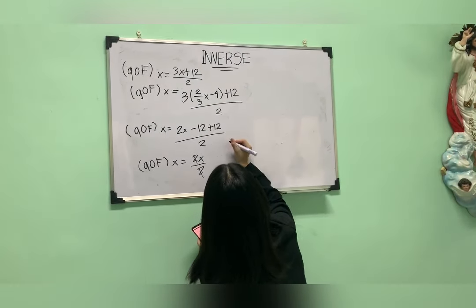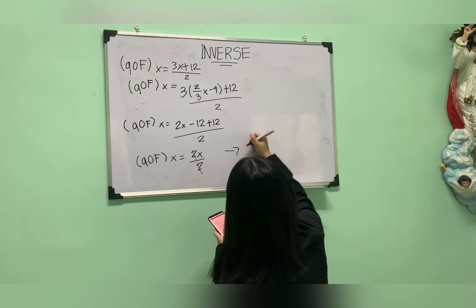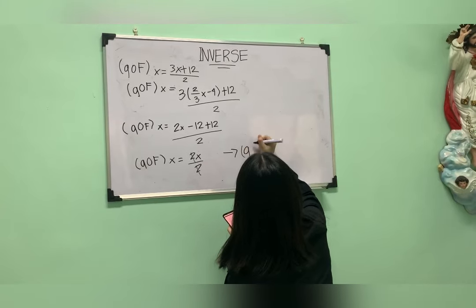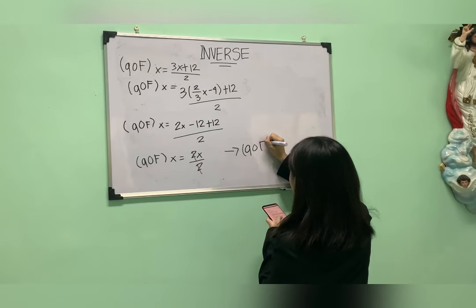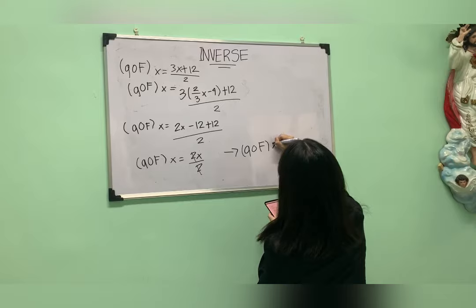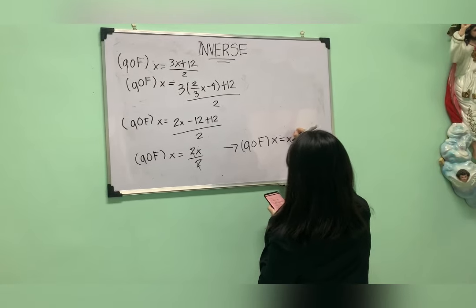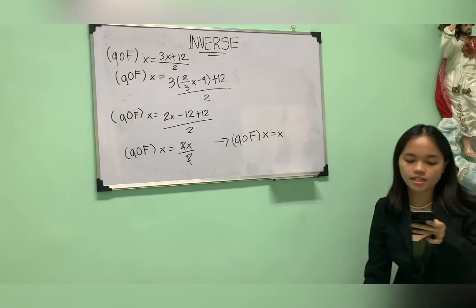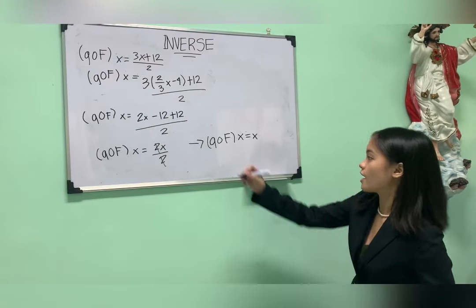So the answer is g circle f is equals to x. The answer is x, therefore the inverse is correct.